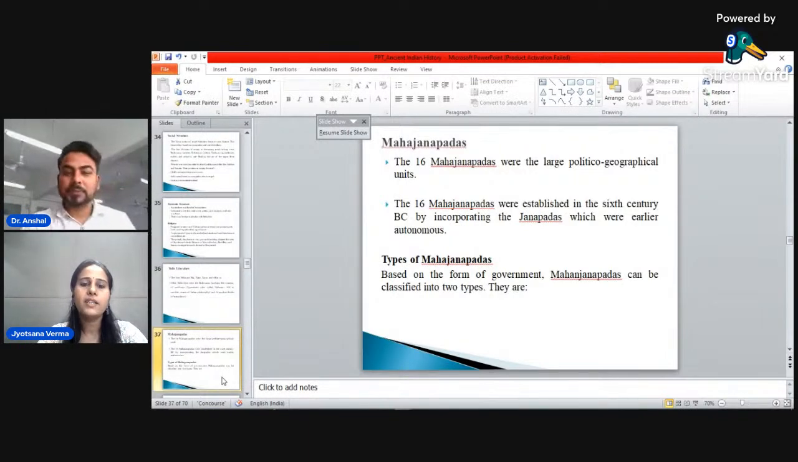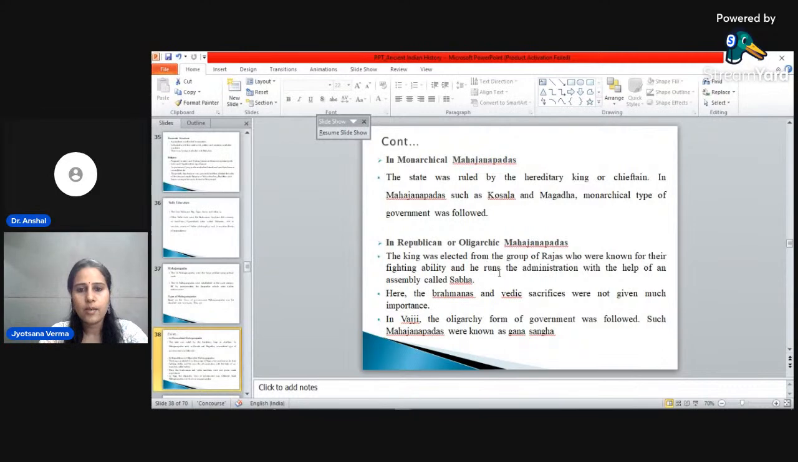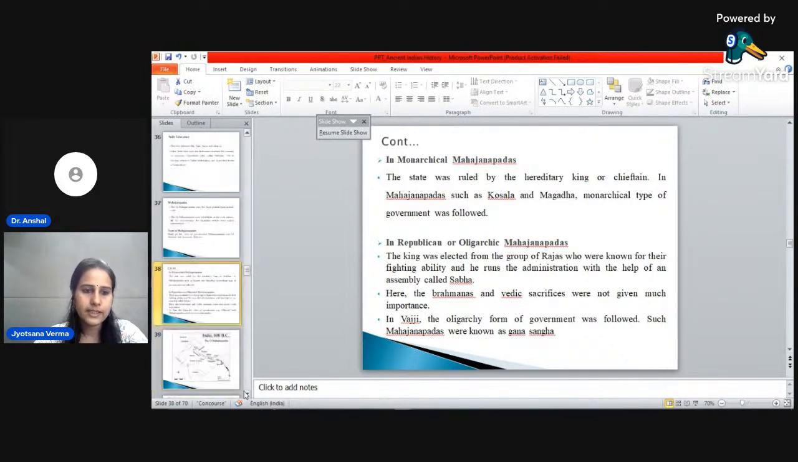The types of Mahajanapadas: they were basically formed in two types, monarchical and republican. In a monarchy, the state was ruled by a hereditary king, and Kosala and Magadha were the important monarchical Mahajanapadas. In a republican state, the king was elected from a group of rajas known for their ability, and he ran the administration with the help of an assembly called the Sabha. Vajji was the important republican state in the 6th century BC.